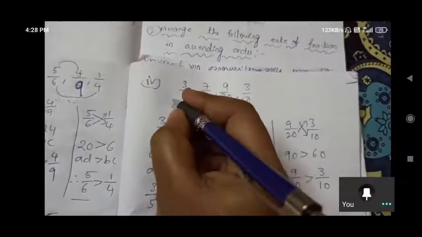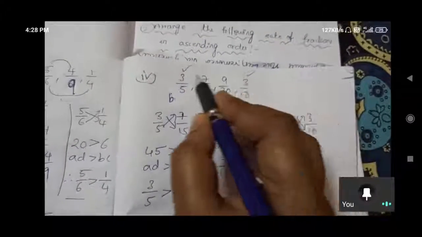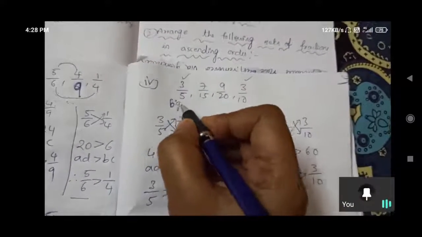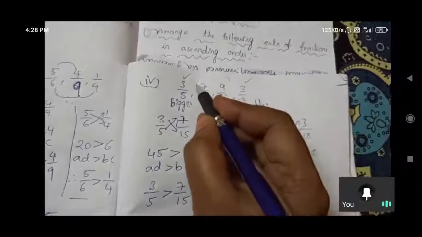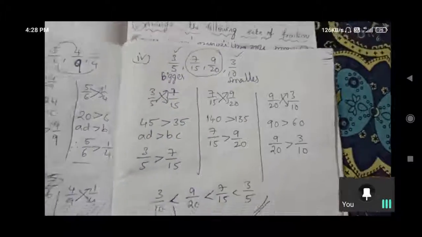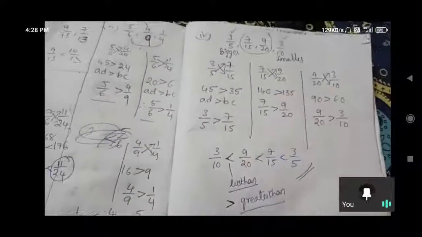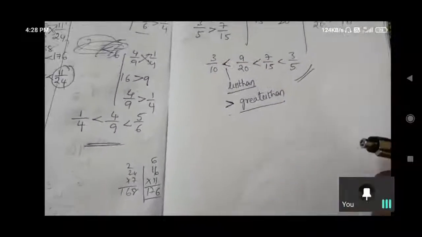Yes. These are unlike fractions with the same numerator, these two. From here also we can conclude this one is bigger, this one is smaller. But we need to compare for these unlike fractions with different numerators. For that purpose, I selected this manner. Okay, is it clear? So arranging of the numbers in ascending order we have finished.